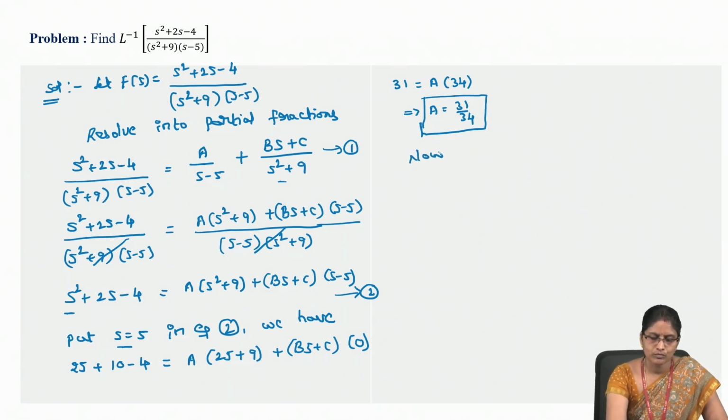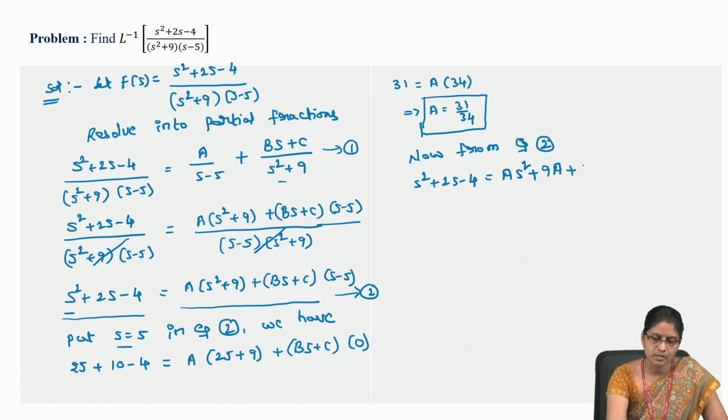Now, from equation 2, so what is equation 2? S square plus 2s minus 4 is equal to a into (s square plus 9) plus (bs plus c) into (s minus 5). S square plus 2s minus 4 equal to a into s square plus 9a plus bs square minus 5bs plus cs minus 5c.